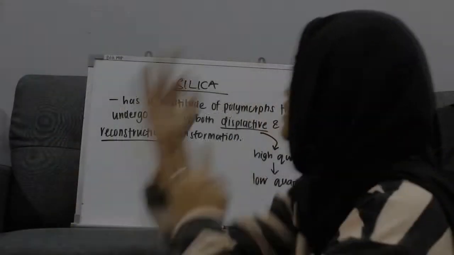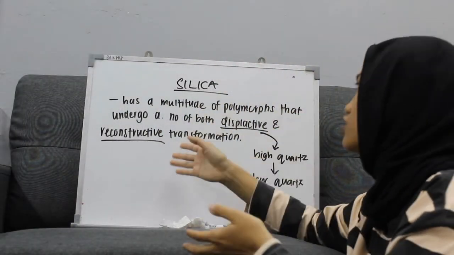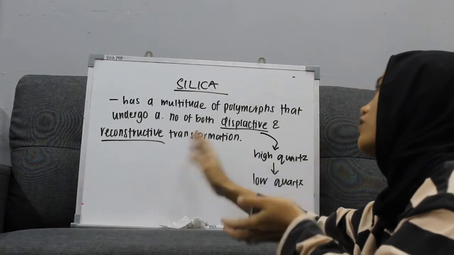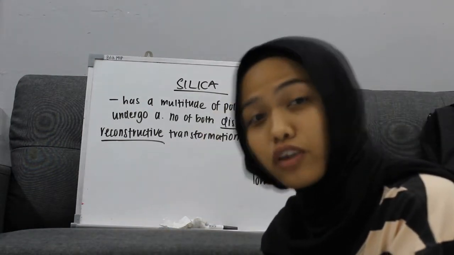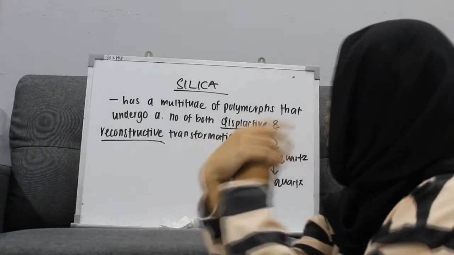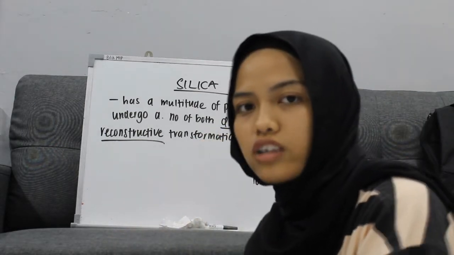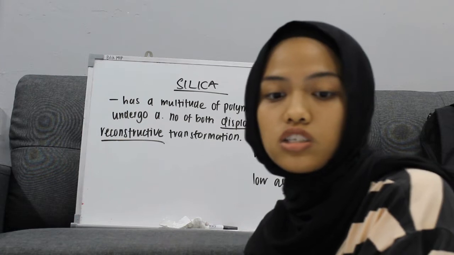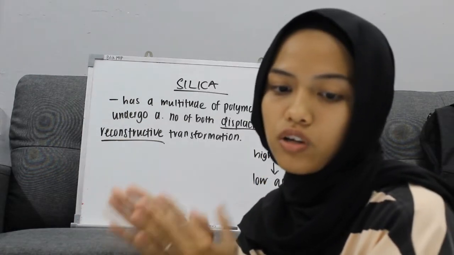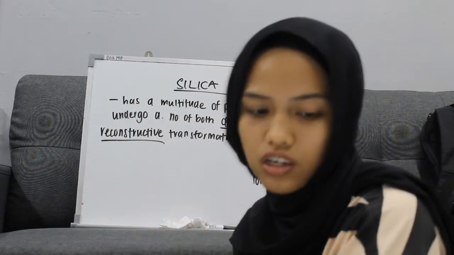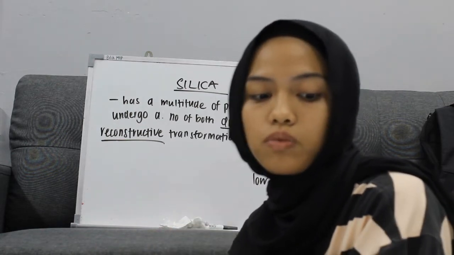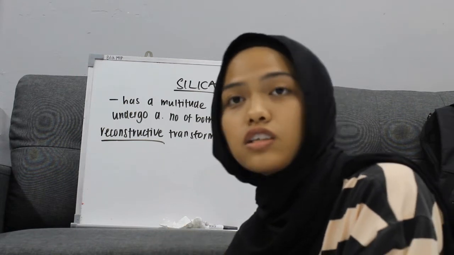Hi guys, the next one is silica. Silica has a multitude of polymorphs that undergo a number of both displacive and reconstructive transformations. So it transforms high quartz into low quartz, which is associated with a large volume change. Upon cooling, it will create large residual stress that will make it lose strength. So to avoid this problem, the quartz is converted into cristobalite.